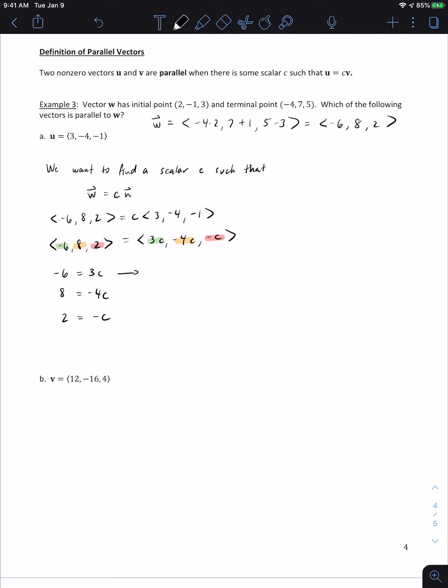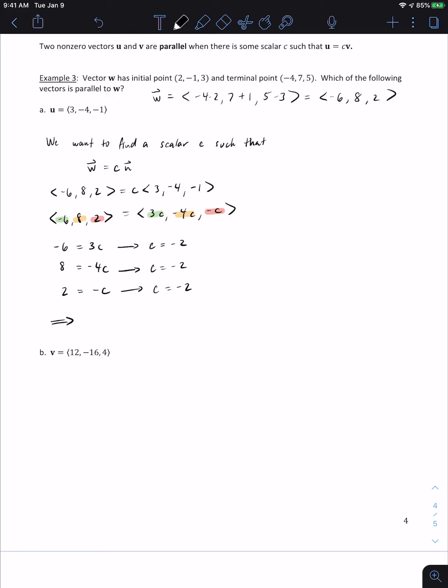In the first case, we divide by 3. I get c equals negative 2. In the second case, I divide by negative 4, and I get c equals negative 2. And in the third case, I divide by negative 1, so I get c equals negative 2. So what we figured out is that w is equal to negative 2 times u, which means that u and w are parallel because there is some c that makes that work. Parallel only has one r, right?